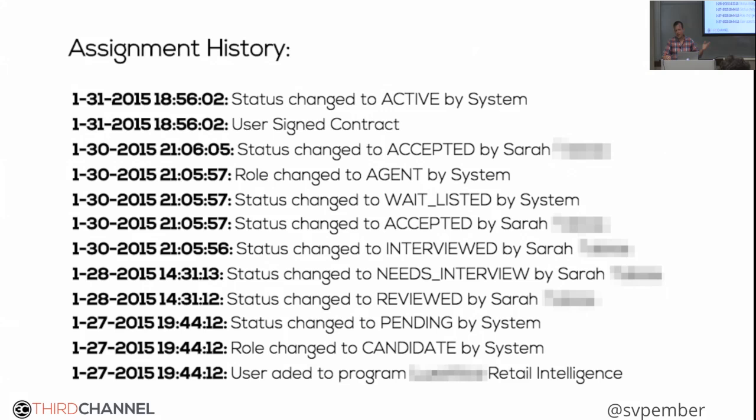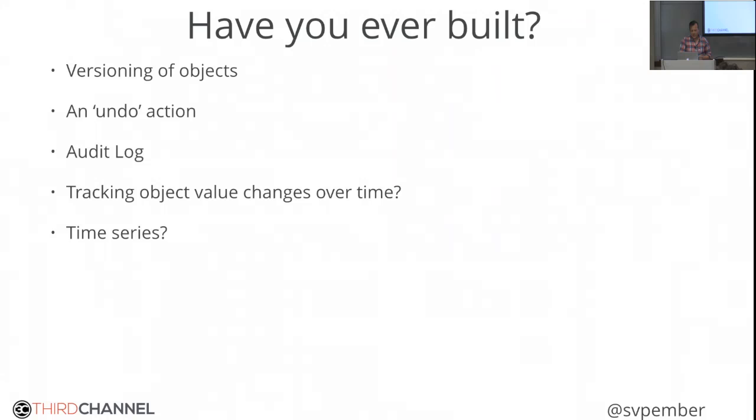Still, even after this presentation, if you're still skeptical of the benefits, and you think that this is the silliest thing you've ever heard of, be aware that the decision can be out of your hands. Event sourcing is often chosen or driven by management out of business needs, and hacky analogs are often shoehorned into the system after the fact. So have any of you ever had to build versioning of objects, an undo action, an audit log, tracking object value changes over time, or anything involving time series data? Because I know I have. And this solves all of those problems.